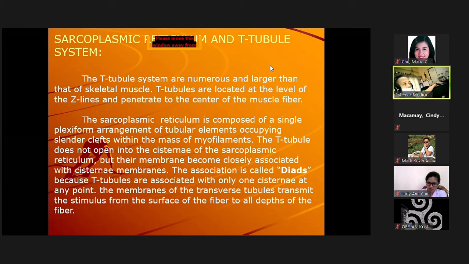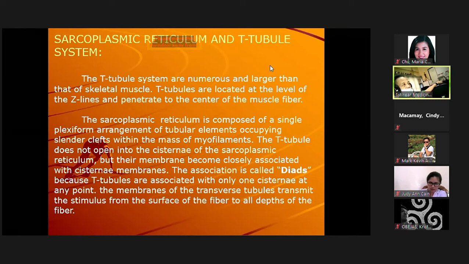myofilaments. The T-tubule does not open into the cisterna of the sarcoplasmic reticulum, but their membrane become closely associated with cisterna membranes. This association is called dyads. Okay, one and one. One T-tubule, one sarcoplasmic reticulum, dyads, because T-tubules are associated with only one cisterna at any point. So, dyads. The membranes of the transverse tubules transmit the stimulus from the surface of the fiber to all depths of the fiber.